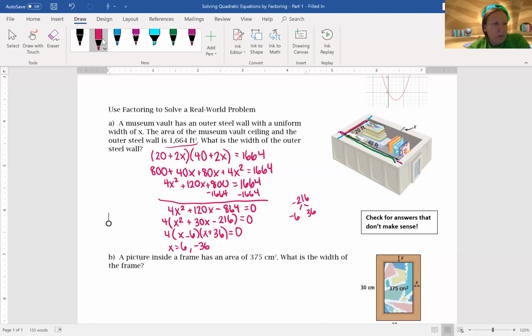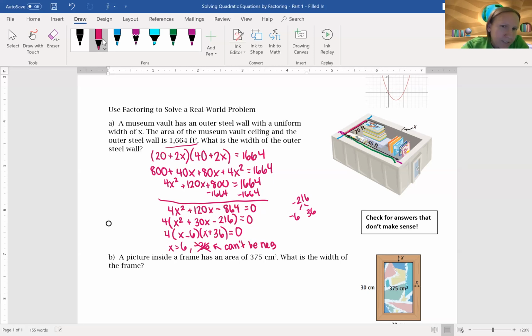You'll see my note over here that we need to check for answers that don't make sense. A lot of times when we're solving real world quadratic equations, there's going to be an extraneous answer. It's an extra answer that you can't actually use. If we're thinking about what X means, X is the width of that wall. We have this negative 36. You can't have a width of a wall that's a negative number. So in this case, it can't be negative.